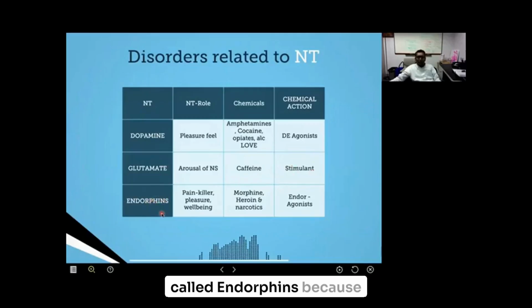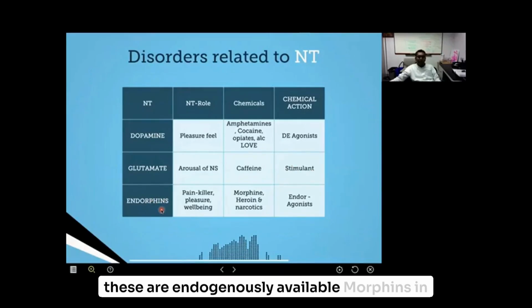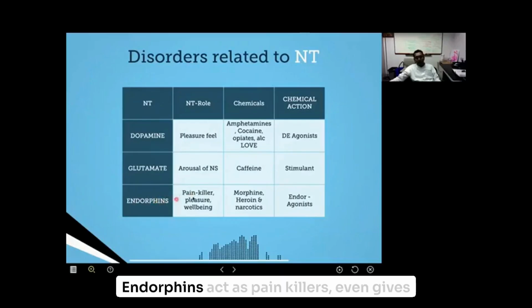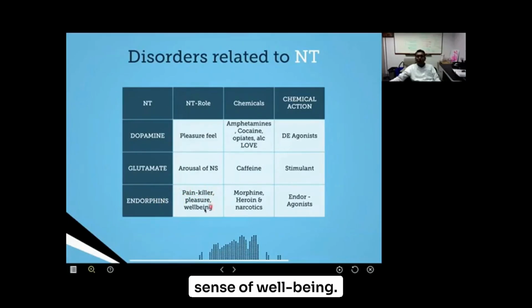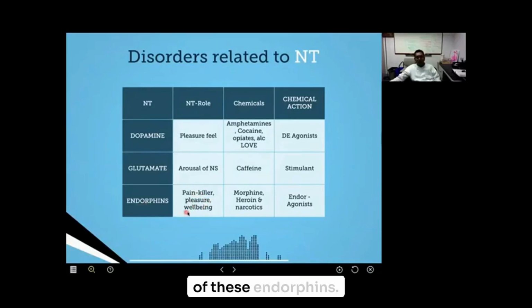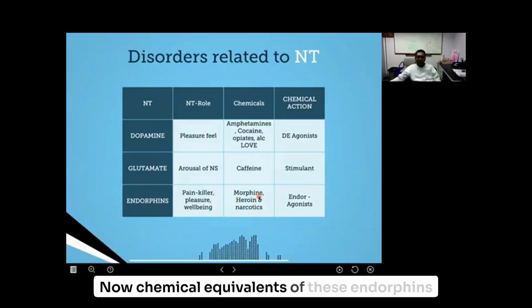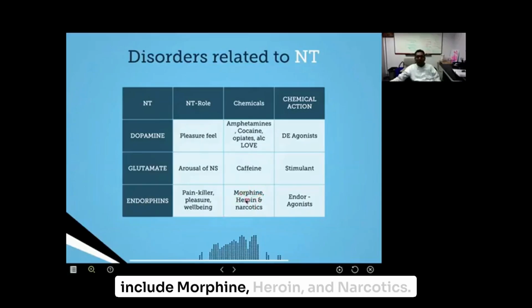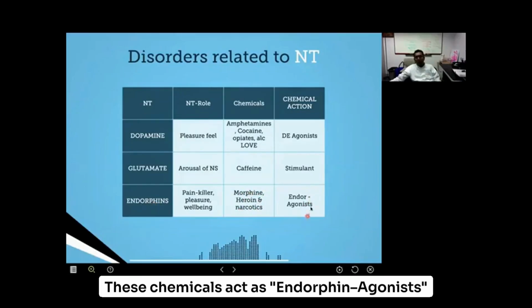The last one is endorphins. These are called endorphins because they are endogenously available morphines in our body. These are the morphines that our body naturally produces. Endorphins act as painkillers, give a euphoric feeling of pleasure, and a general sense of well-being. These endorphins are usually increased in our body when you do strenuous exercise. The feelings of pleasure and well-being after a long run are because of these endorphins. Chemical equivalents of endorphins include morphine, heroin, and narcotics. These chemicals act as endorphin agonists because they mimic the action of endorphins and give a similar feeling.